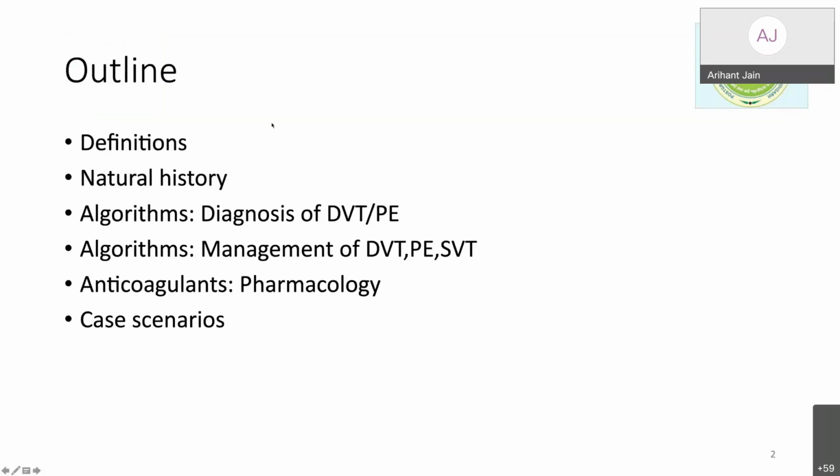So the topic outline would be, I would first try to tell certain definitions in relation to thrombosis. Then I would be telling the natural history of thrombosis. Then I would discuss a few algorithms regarding the diagnosis of DVT, pulmonary embolism, and superficial venous thrombosis. Then the later half of the topic, I would like to cover the pharmacology of the various anticoagulants, and in the last, we can discuss certain case scenarios.